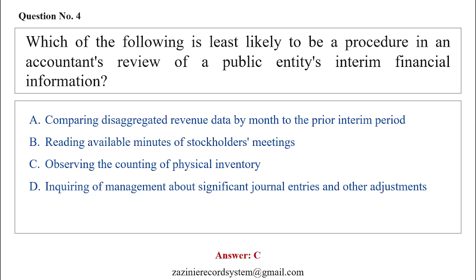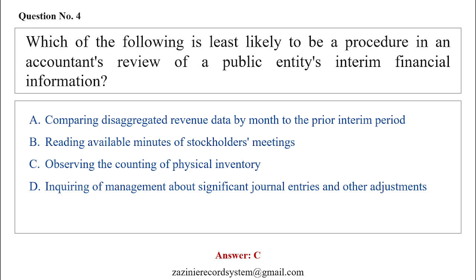Explanation. Letter C is correct because physically observing an inventory count is hands-on audit fieldwork, not the kind of desk-based inquiry and analytical work a review is built on. The other three, comparing revenue trends, reading minutes, and inquiring about journal entries, are all typical review-level procedures.